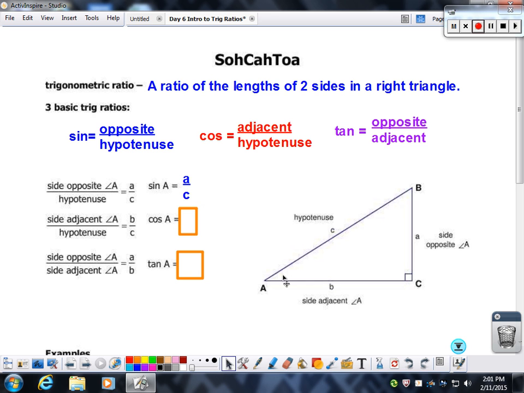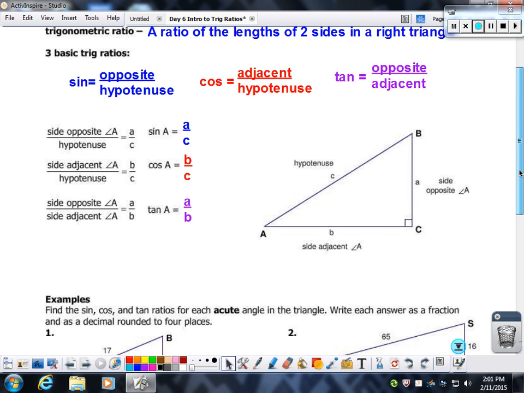The cosine of A, again if we're at angle A, is going to be the adjacent side over the hypotenuse. The adjacent side is b, the hypotenuse is c, so the cosine of A would be b over c. And tangent of A, again at angle A, is the opposite side over the adjacent side, so it would be written as the fraction a over b. Now let's take some examples of these with triangles that actually have side lengths in them.